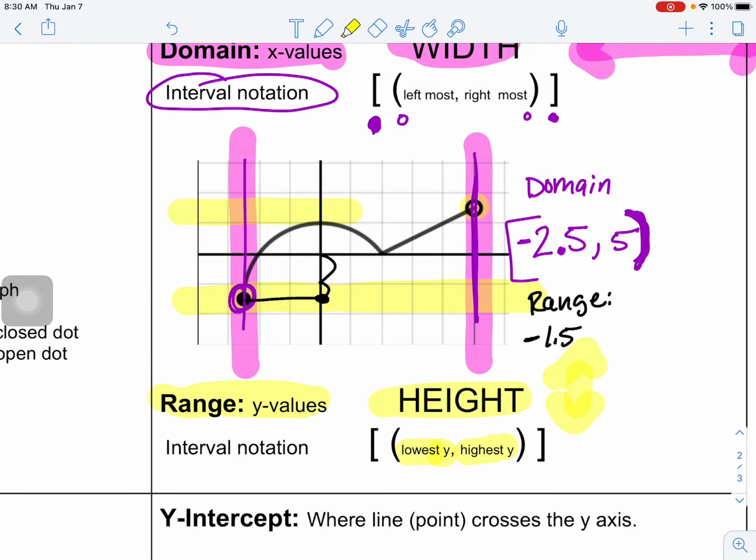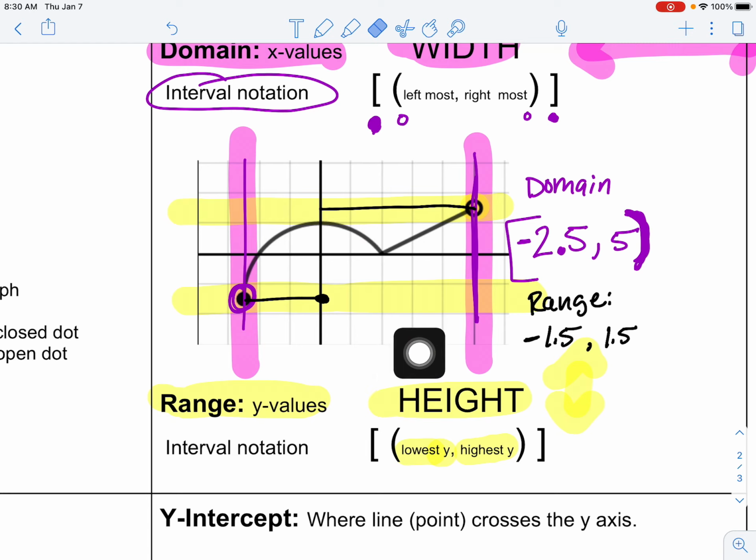And then the highest value is this point here. And that lines up with +1.5. So what I'm writing here when I write range is I'm saying the height of this graph starts at -1.5, that's my low, and it goes all the way up to +1.5. Those are the only y values I can have, but since this is a continuous function, it's all of the y values that span between -1.5 and +1.5.